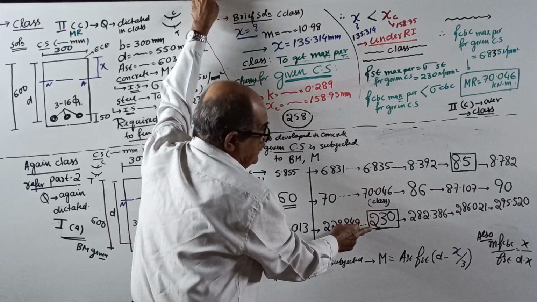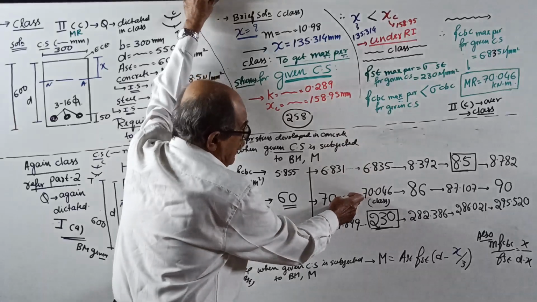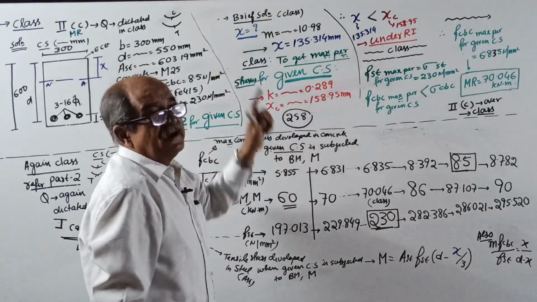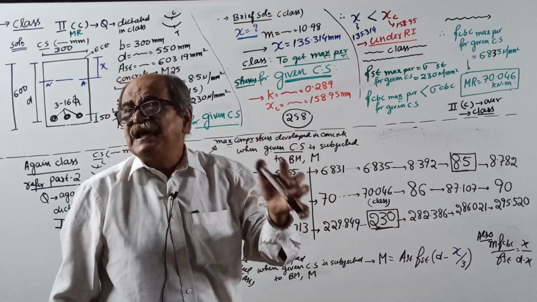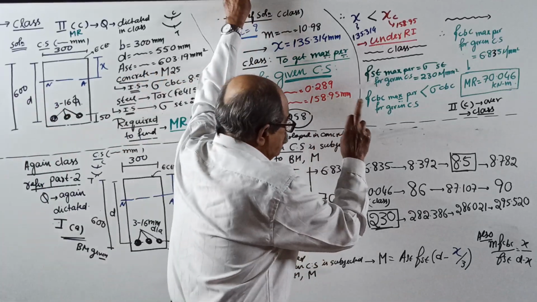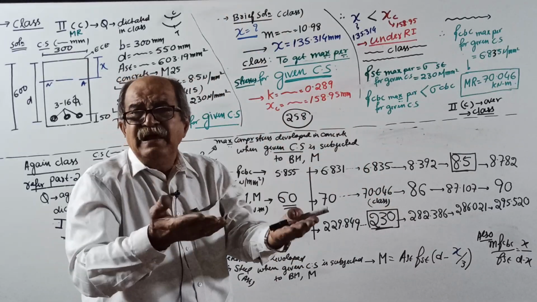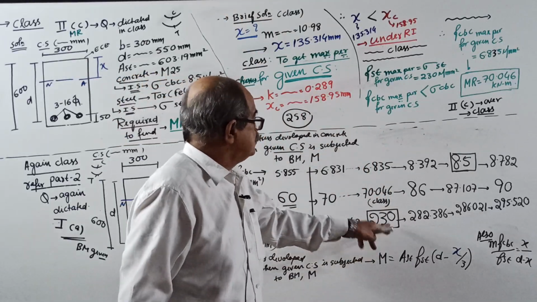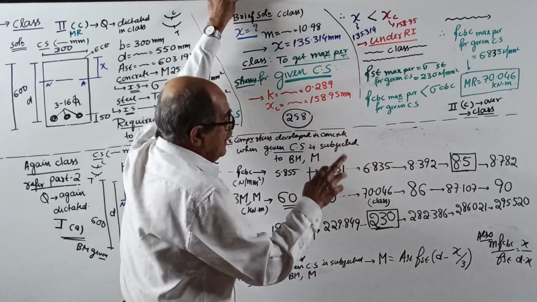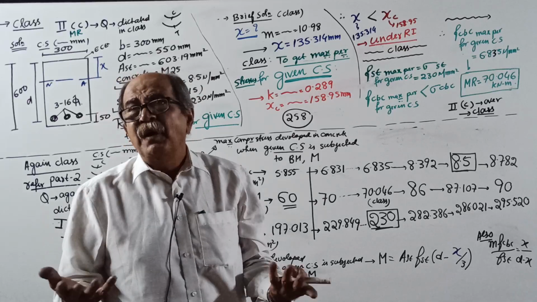Steel reached exactly 230. Or a BM of 70.046 results in stress in tension steel exactly equal to the limit. That means you cannot increase BM further. If you increase BM further, it is unsafe in steel. So that's why 70.046 is actually MR. See the answer?